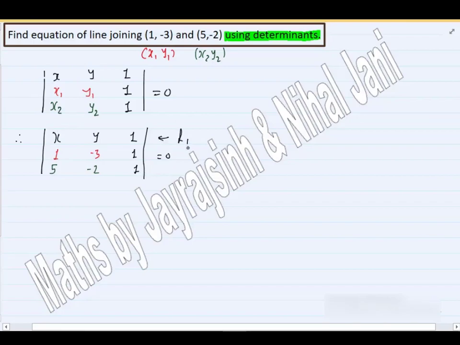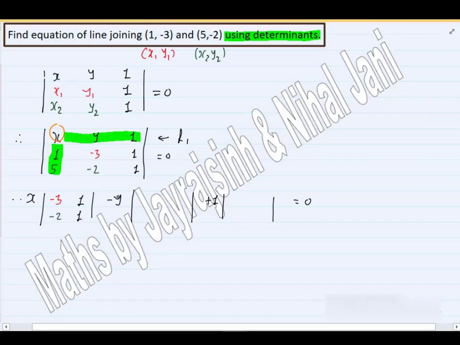Let's expand with respect to the first row. So x determinant, then minus y determinant, and finally plus 1 determinant is equal to 0. The first determinant will be minus 3 1 and minus 2 1. Then the next one will be 1 1 and 5 1. And finally the last determinant is 1 minus 3 and 5 minus 2, right?